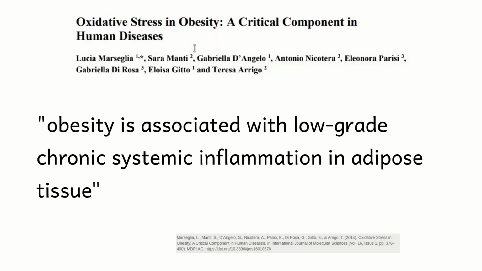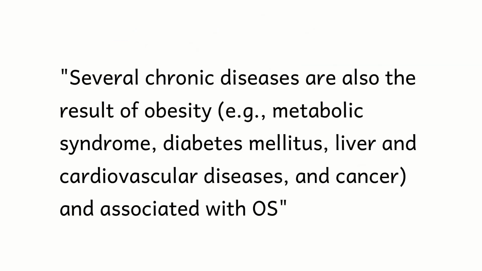Here's another article. Obesity is associated with low grade, excuse me, I have a little cold, chronic systemic inflammation in adipose tissue. And it goes on: several chronic diseases are also the result of obesity, e.g., metabolic syndrome, diabetes mellitus, liver and cardiovascular diseases, and cancer, and associated with oxidative stress, right? They're very serious that obesity is causing oxidative stress, and oxidative stress is causing all of these other diseases, right?